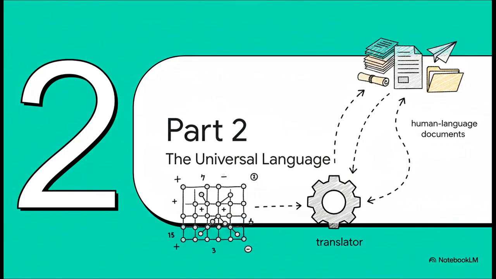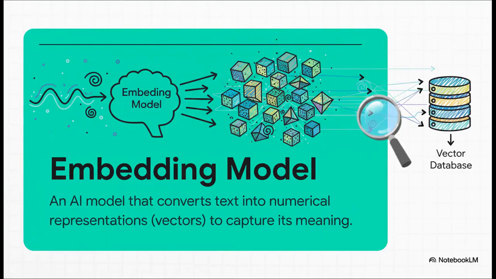Okay, so we've got our super smart memory system, but how do we get our regular human language documents, like PDFs and text files, into a format that this numbers-based database can actually work with? Well, we're going to need a translator. And that translator is called an embedding model. Its entire job, the only thing it does, is read a piece of text and turn it into a long list of numbers, that's the vector, that perfectly captures its meaning. It's basically turning our language into the universal language of math that the vector database can understand.